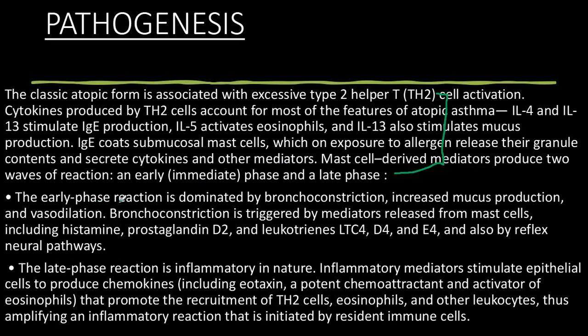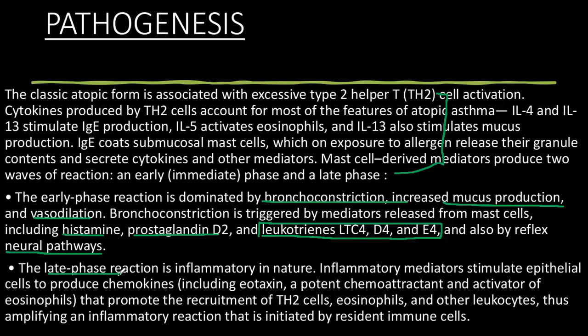Now, in the early phase, there will be bronchoconstriction, increased mucus production, and vasodilation. This bronchoconstriction is due to the mediators released from the mast cells, and these include histamine, prostaglandin D2, and the slow-reacting substance of anaphylaxis, which include leukotrienes C4, D4, and E4. Also by the reflex neural pathways, the vagal neural pathways.